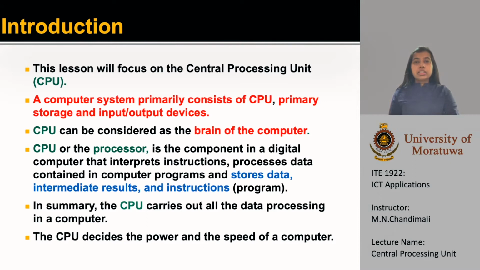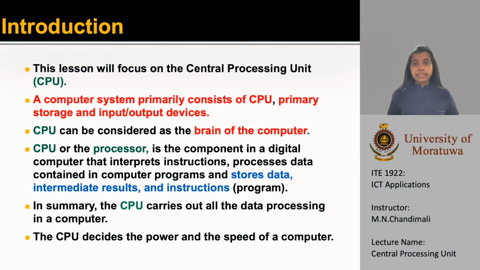You know, the computer system has the CPU, primary storage or the random access memory, and the input-output devices as the main components. Out of these components, we call the CPU the brain of the computer. This is because all the data processing inside the computer is carried out by the CPU.